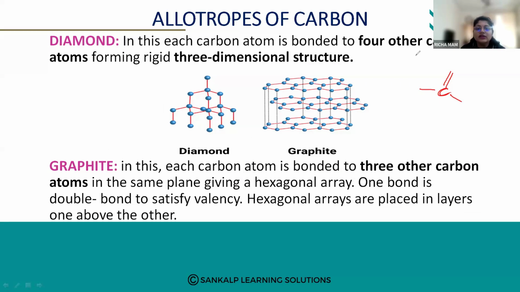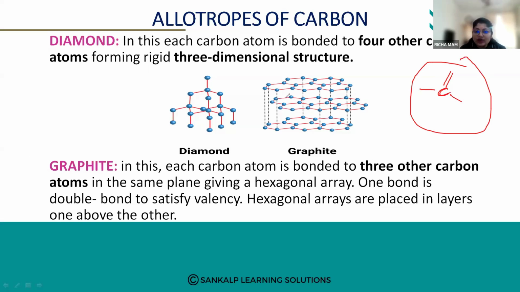Please remember the arrangement. In diamond, each carbon atom is bonded to four other carbon atoms, and in graphite, how is it bonded? It is bonded to three other carbon atoms, and it will give you a planar arrangement. It is lying in the same plane, giving you a hexagonal array. And to satisfy the valency of the carbon, one of the bonds is double bonded.